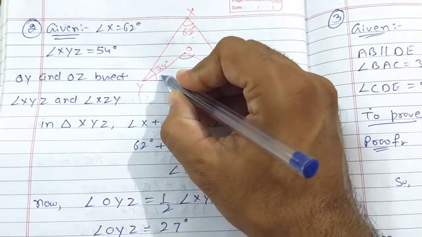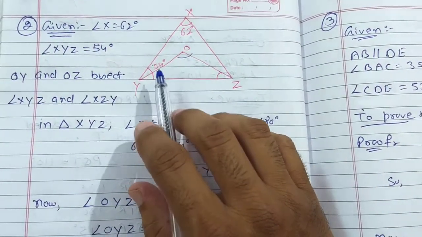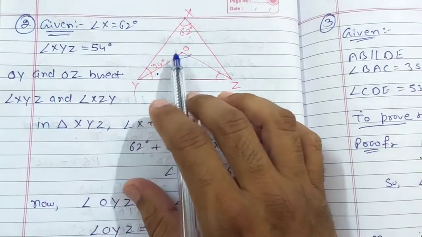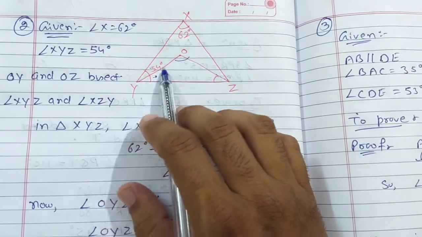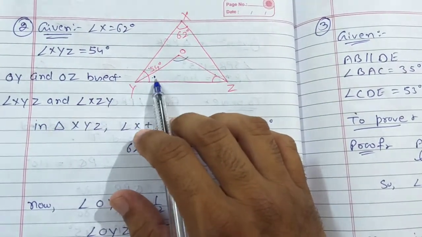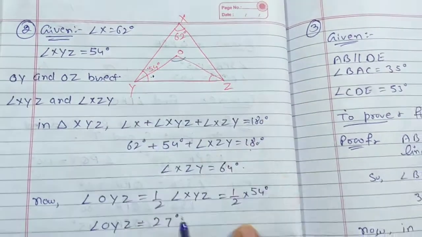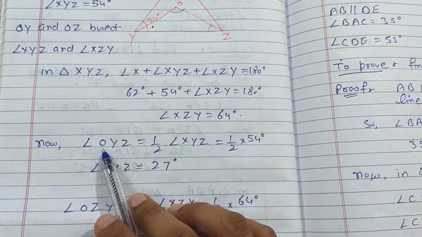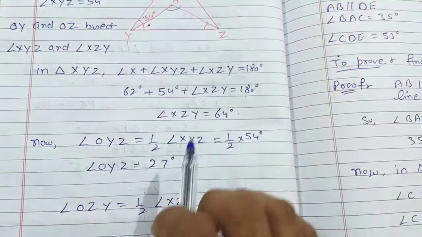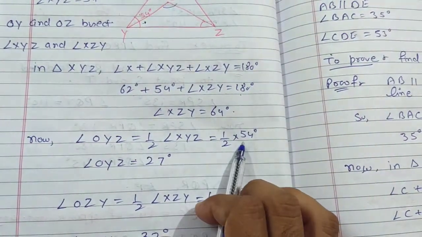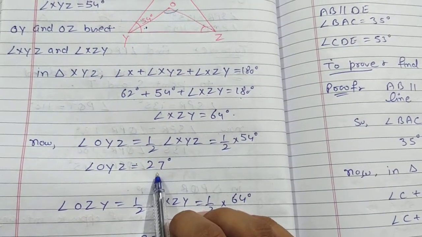Now what is this angle? How can we find it? Because OY is the bisector of angle XYZ, this bisector divides the angle into two equal parts. So how can we find OYZ? That is equal to half of angle XYZ. So we halve it: half of 54 degrees is 27 degrees.